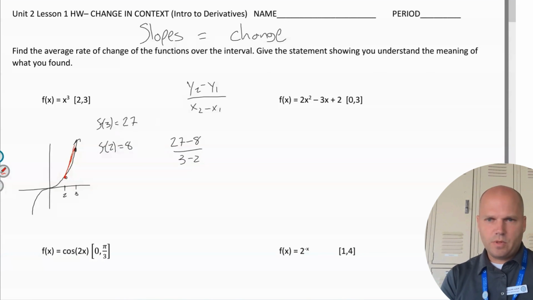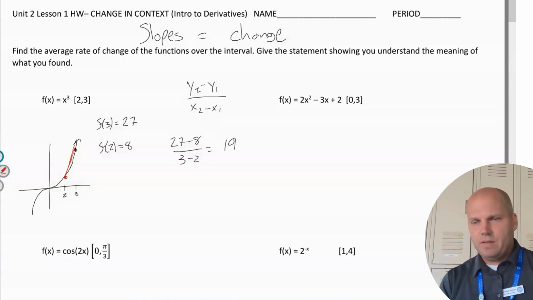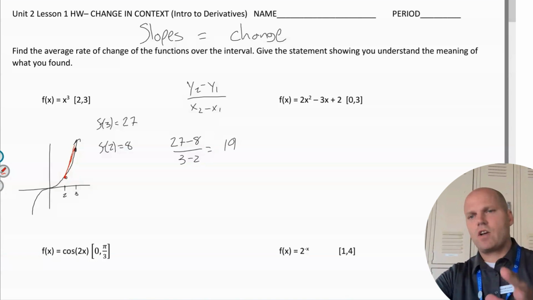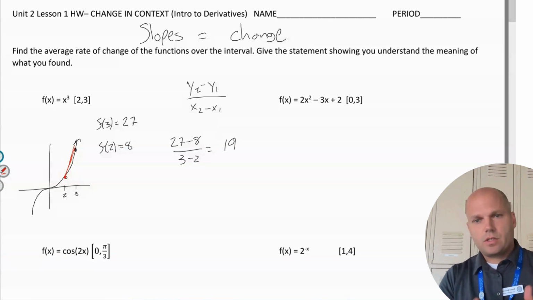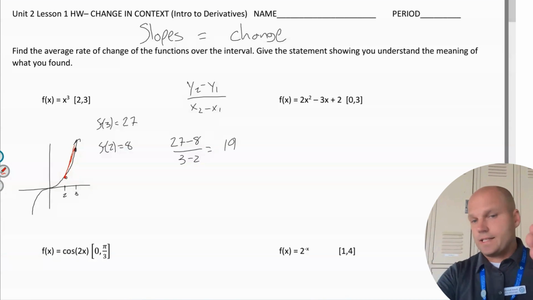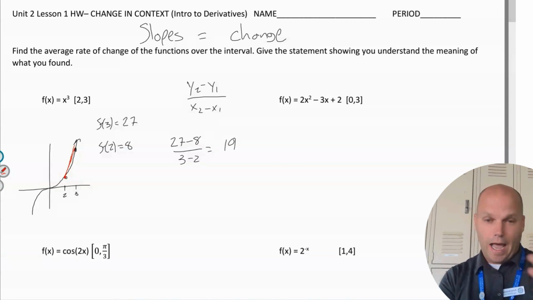y2 minus y1, x2 minus x1, and you get 19. But what does that mean? We say that on average, this function x cubed is increasing. We're going to say either increasing or decreasing. We can look at it from left to right, or we can look at the sign of this value being positive. We say the function is increasing at approximately 19, on average 19 y's per x. This is an important statement.